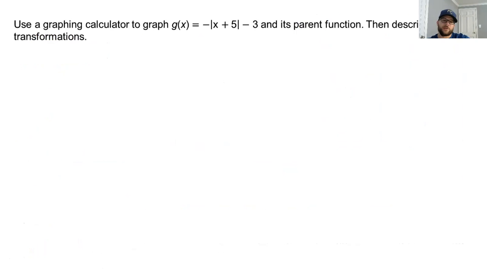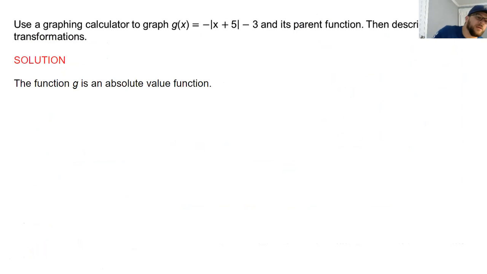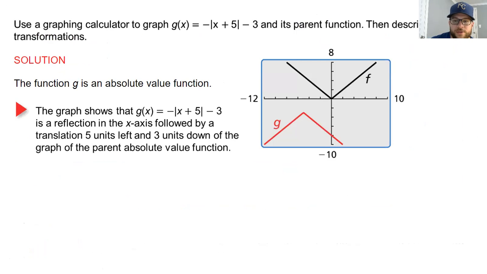All right, using the graphing calculator to graph g of x is equal to negative absolute value of x plus 5, minus 3, and its parent function, describe the transformation. So there are multiple different transformations happening here. The parent function of this is an absolute value because you see the bars. So that black one right there is the parent function f, and then your g function is what the new one looks like. You can go into a graphing calculator on the internet and just type in this function, and this is what it's going to look like in this red g graph.